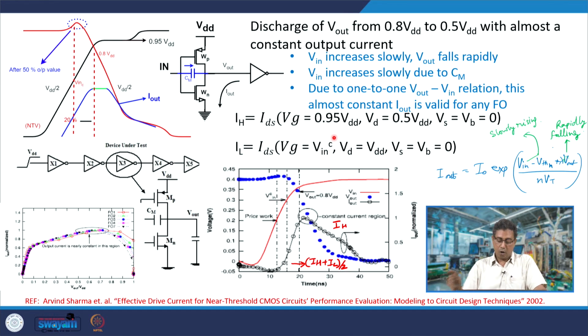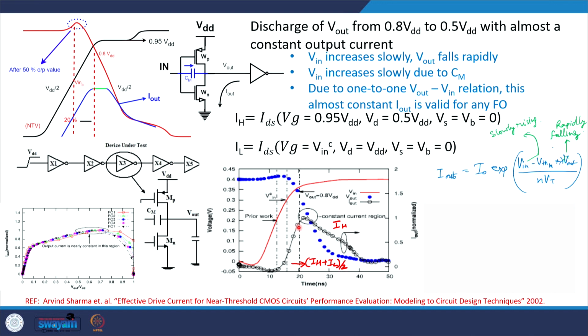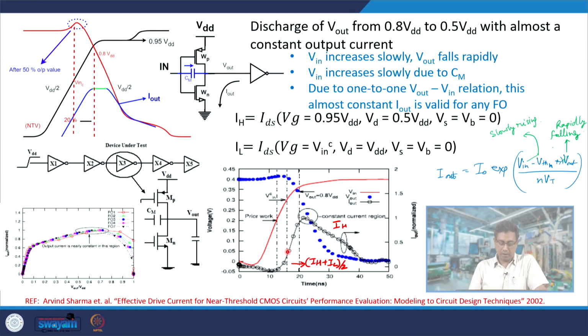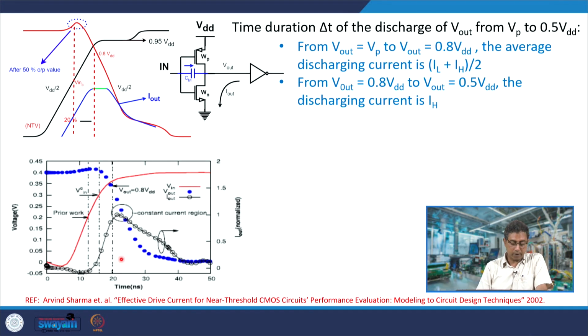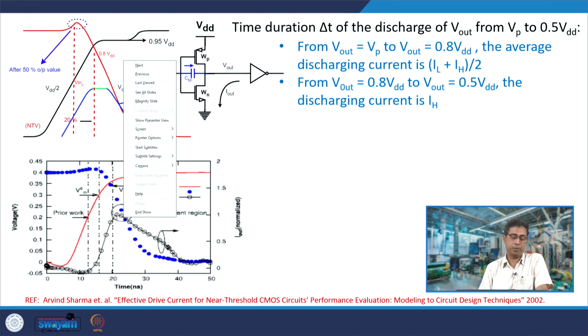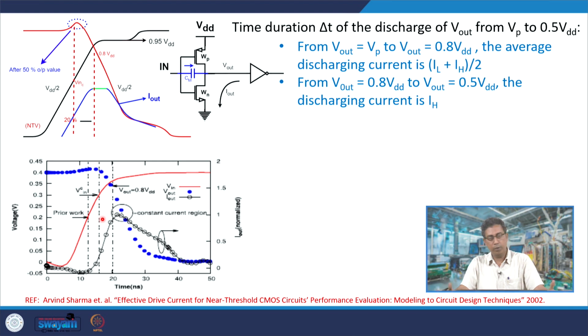So, we can obtain the average current between these 2 points, and this is a constant. We can estimate the discharging time from V out being Vp to V out being 0.5 VDD. Let us divide this entire thing into 3 parts. The input voltage is 0.5 VDD. The delay definition that we are using is a 50% delay. So, the time that elapses from the input voltage being 0.5 VDD to the output voltage being 0.5 VDD, between these two, the time duration we call delay.